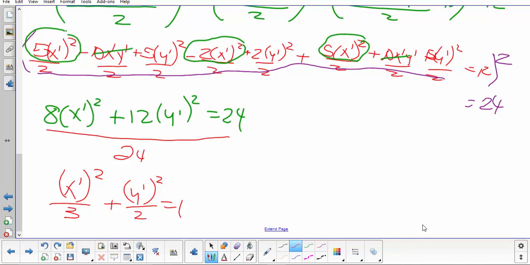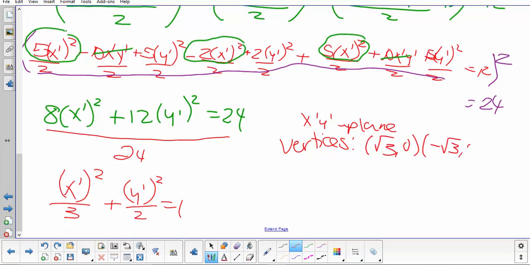Now we can find the stuff that we need to find. Looking at this, because it's a plus in the middle, it means it's an ellipse. From here, we're going to find our vertices and covertices. So the vertices on our x prime y prime plane are, the 3 is bigger than the 2, so the vertices are in the x direction at root 3 comma 0 and negative root 3 comma 0. The covertices are along the y direction at 0 root 2 and 0 negative root 2.